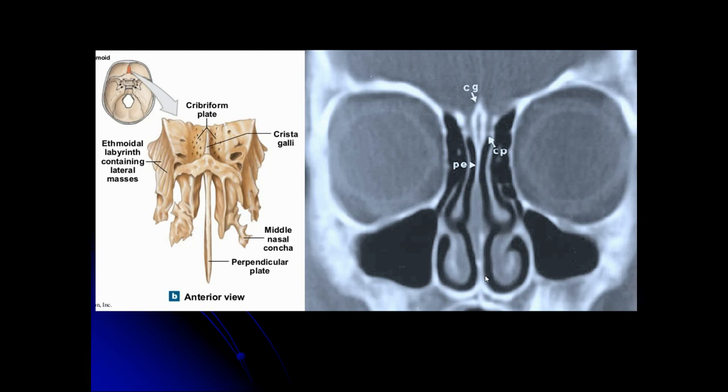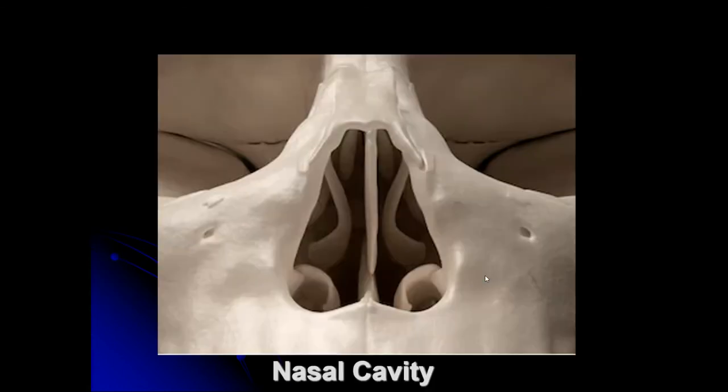And if you look at it on an x-ray, you can also see the crista galli and cribriform plate. But this bone also hangs down into the nasal cavity. And when it hangs down into the nasal cavity, it forms other structures. One of those is the perpendicular plate. And the perpendicular plate is part of what divides your nose in half. So if you look inside, you can see it hanging straight down. That is the perpendicular plate.